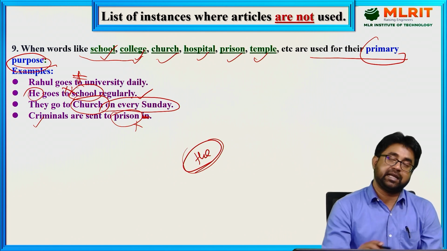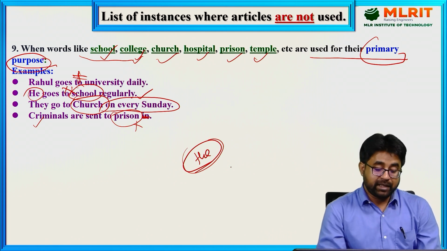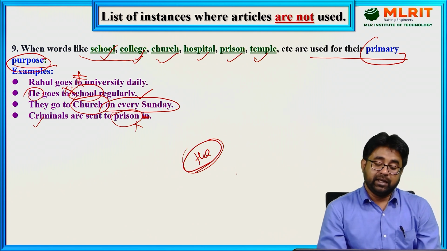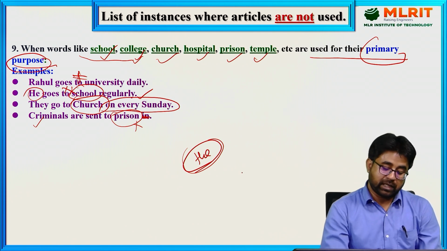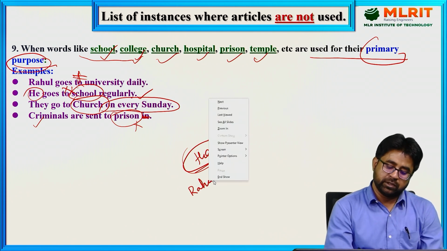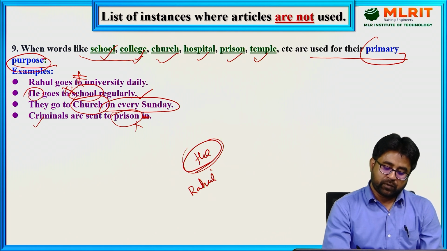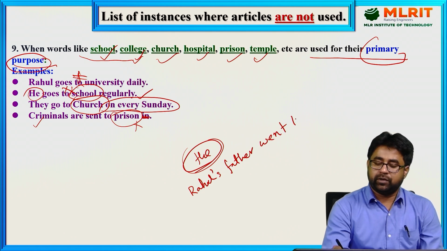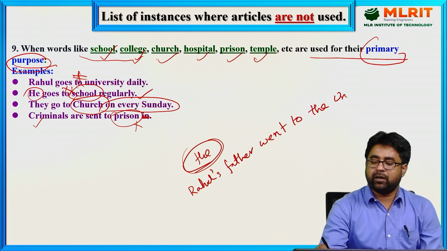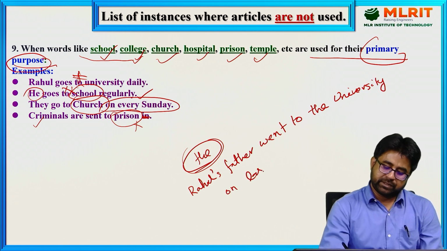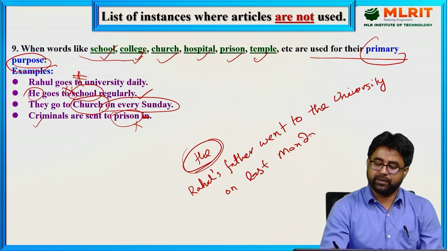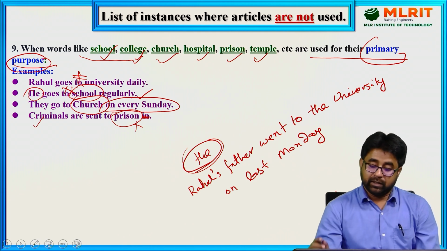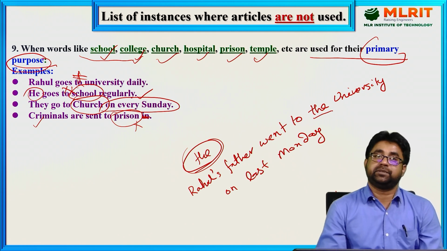And why am I using it? Because the rule says that I am not supposed to use any article before the word university. But in this case, the example sentence, as I told, I will write the sentence. You can see, Rahul's father went to the university on last Monday. Let's see. So here you can see I am using this particular article, right?